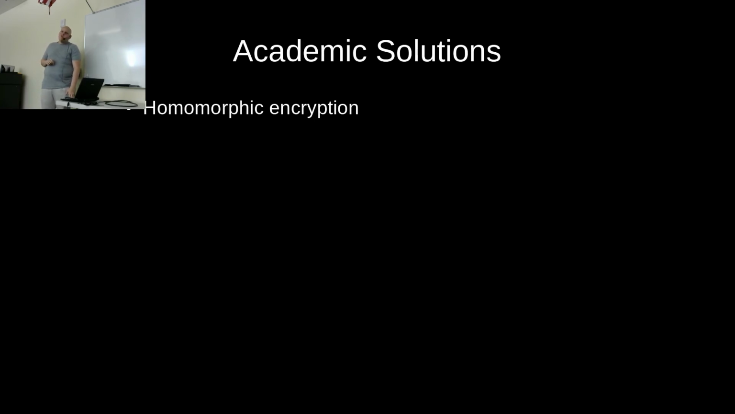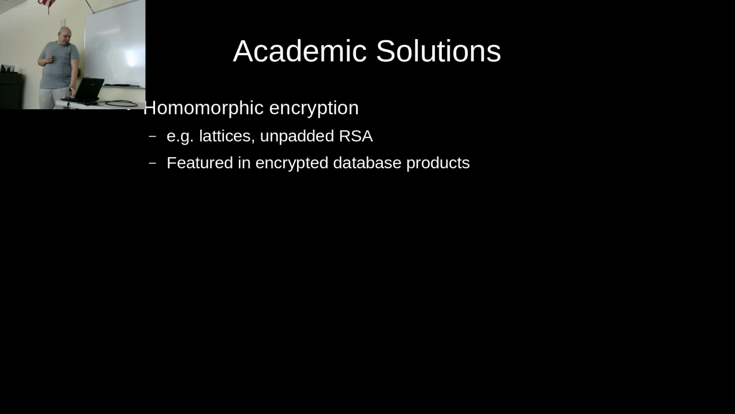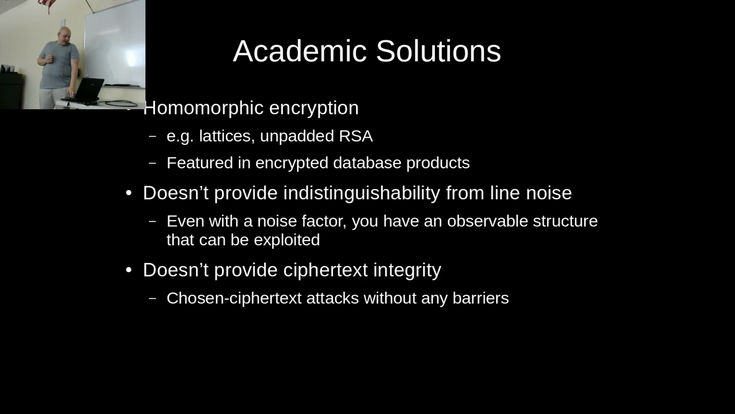So there have been a lot of research projects trying to solve this problem. One of them is called homomorphic encryption. This is where you encrypt data you store in your database, and the server can do a calculation, like multiply it times 4, and give you back the result. And when you decrypt it, it becomes a valid plaintext. They typically use lattice-based systems or unpadded RSA to achieve this. It doesn't provide integrity protection. It isn't indistinguishable from line noise. The ciphertext has structure, and that structure can be exploited.